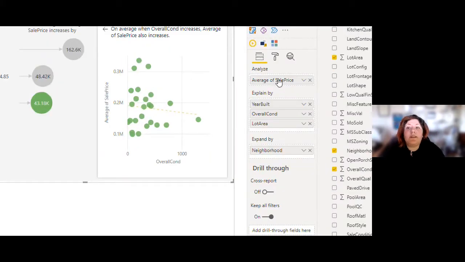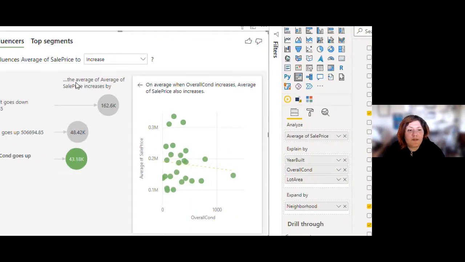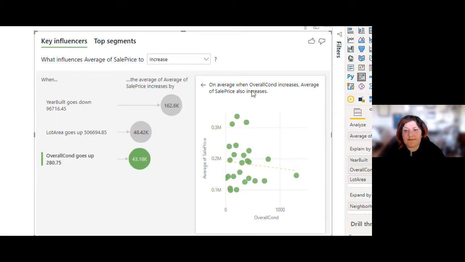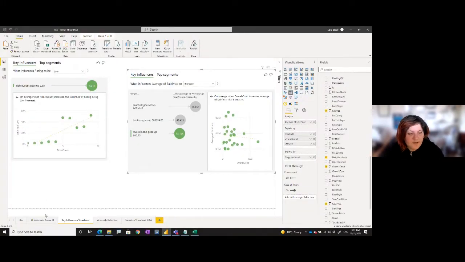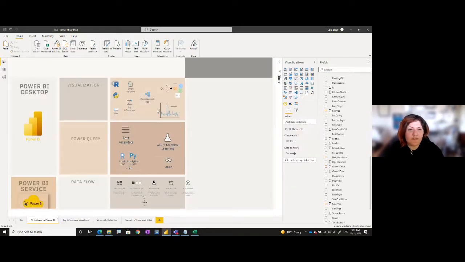Here we need to change it to the average of the sales amount. Now everything you can see here is looking not at house by house, but neighborhood by neighborhood, which is actually quite interesting. This is the key influencer visual. That's one of the ones that are really interesting to me.